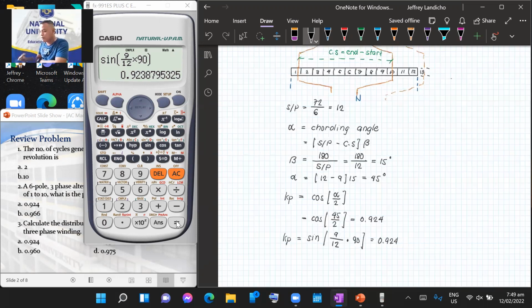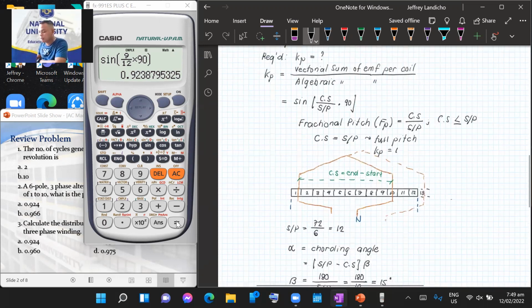equal, so we have also the same answer, 0.924. Now, kung babalikan natin yung general formula ng ating pitch factor, paano natin gagamitin itong vectorial sum of EMF per coil over the algebraic sum of EMF per coil? So, let us consider per coil, para eksakto, per coil side. Alam natin, per coil, dalawa palagi ang side niyan, yung start at saka end.